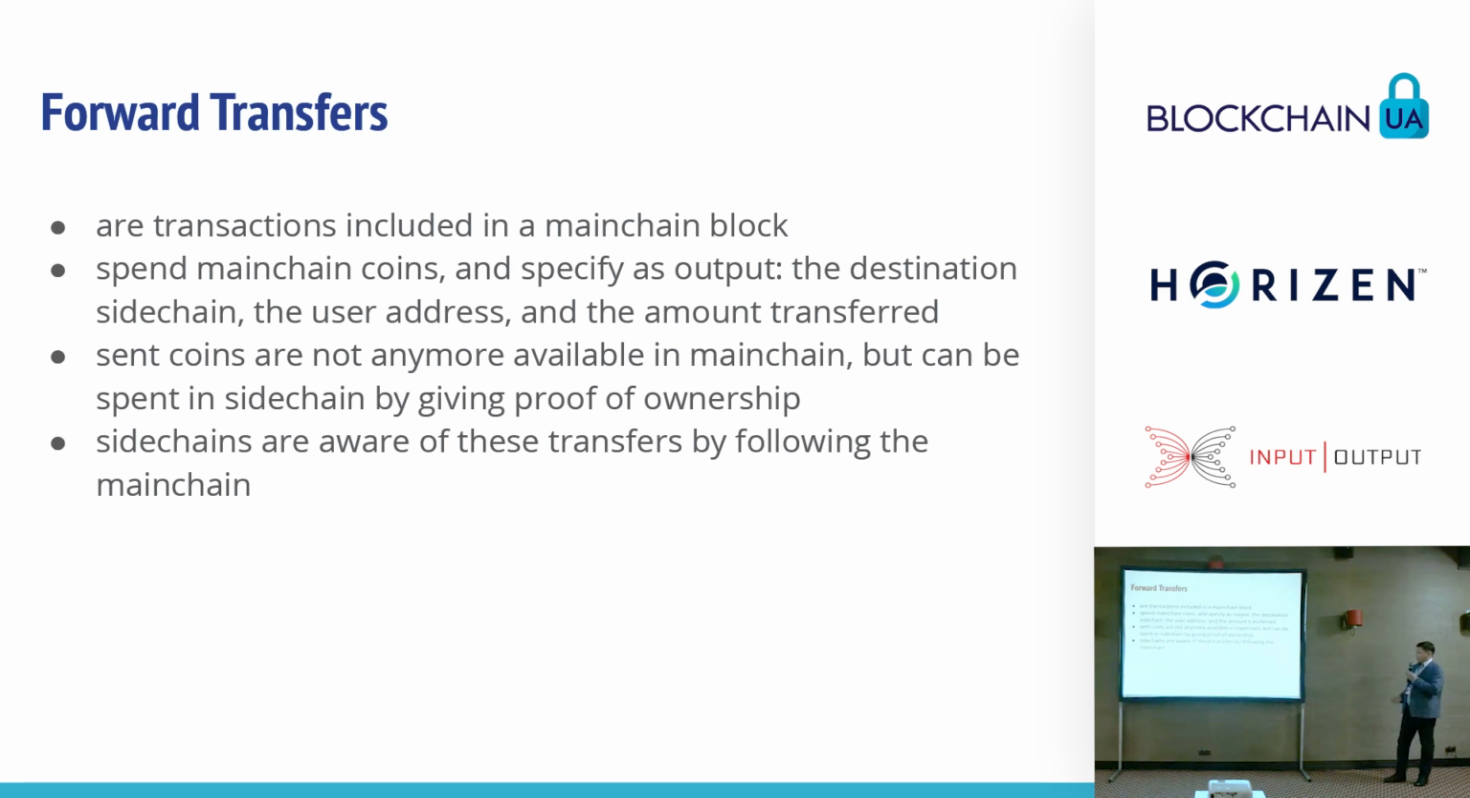For forward transfers, these are transactions that are included in the main chain block. Main chain coins are sent to a special account. So technically they are just burned in the main chain. They become unavailable in the main chain. But having proof that coins were burnt in the main chain, the owner of such a coin can provide proof that he owned such a burnt coin, and claim tokens in the sidechain, and do operations with these tokens in the sidechain. Sidechains must follow the main chain, and the sidechains are always aware of such forward transfers.